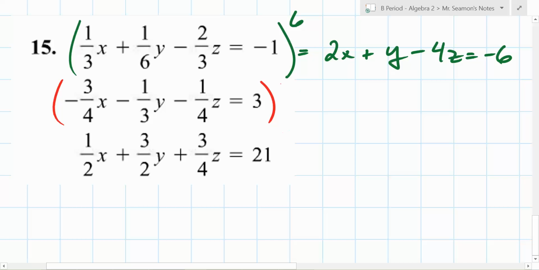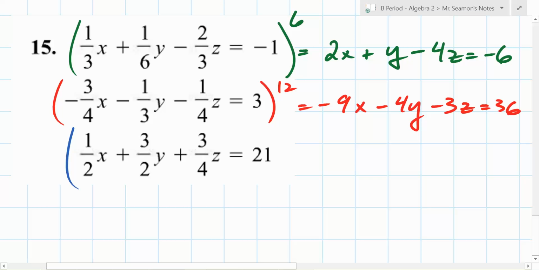Multiply by 12. Get negative 9x, I think, right? Yeah. Minus 4y minus 3z equals 36. And then, what can we multiply this one by? 4. Yeah, 4. So it's going to be 2x plus 6y. Is it, no, we're multiplying by 6. You're absolutely right. Yeah. 6y, yep. And then plus 3z equals 84.